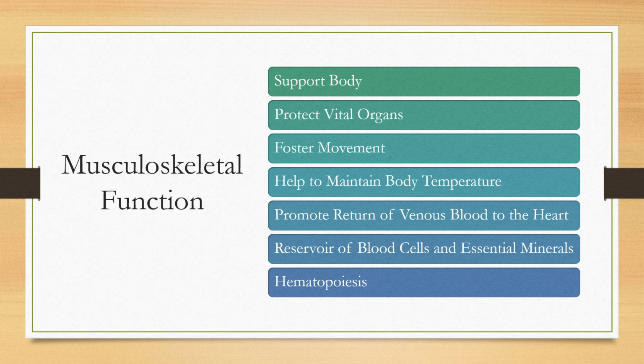Protection of vital organs. So we have a rib cage that protects our heart, protects the lungs. We have a vertebral column that protects the spinal cord. The skull protects the brain, and so on. Okay, so very important for protection of vital organs. That's not to say that every vital organ is protected. We do have some weak spots in our system.